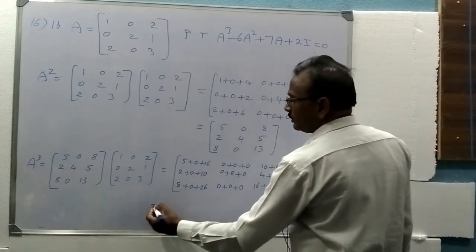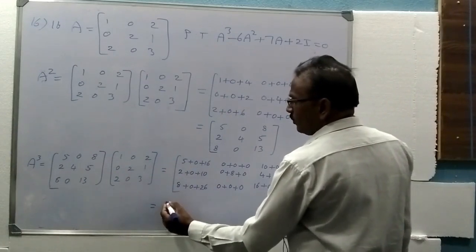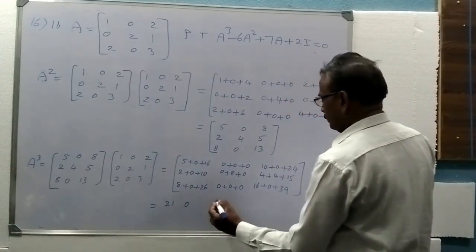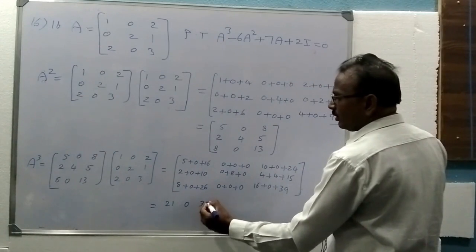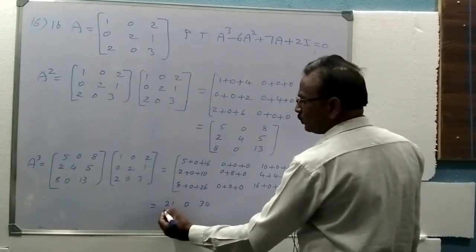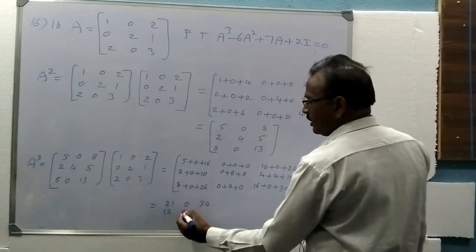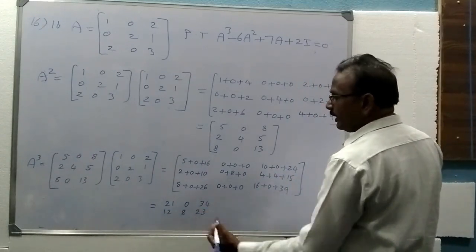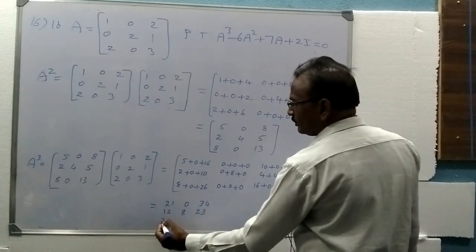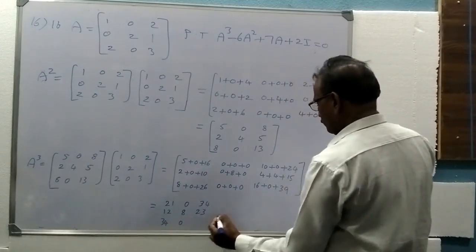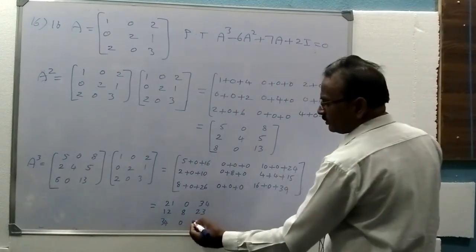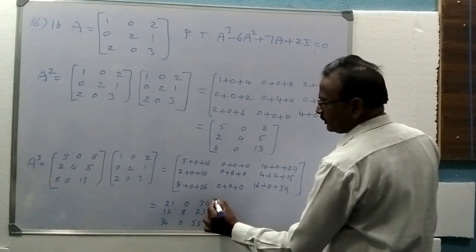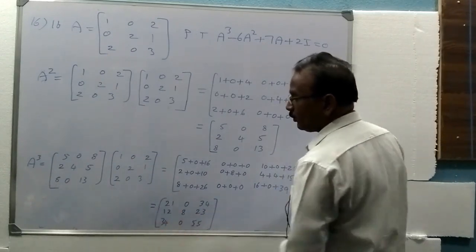So that is 16 plus 5, 21, 0, 24 plus 10, 34. Next, 10 plus 2, 12, 8. So 19, 23. Next, 26 plus 8, 34, 0. So 39 plus 16, so 55. So this is matrix A cube.